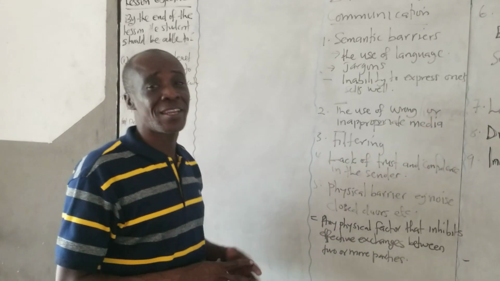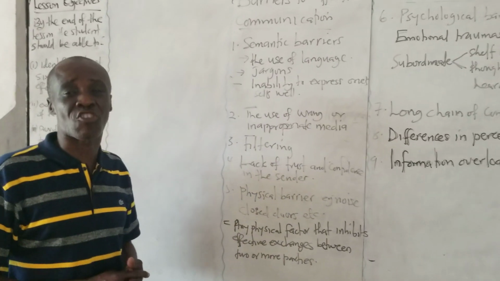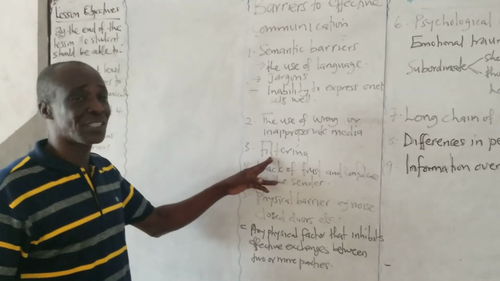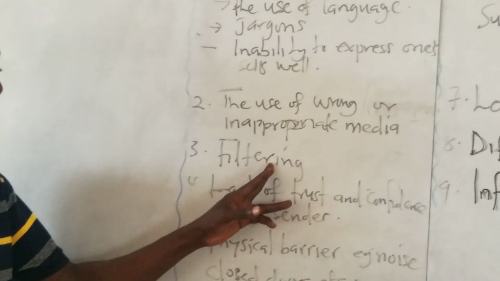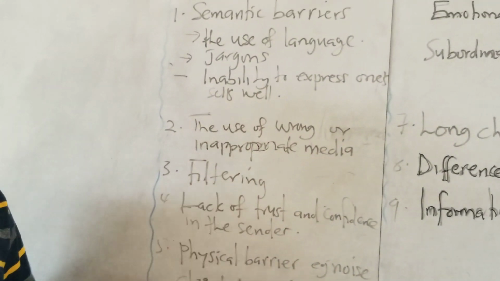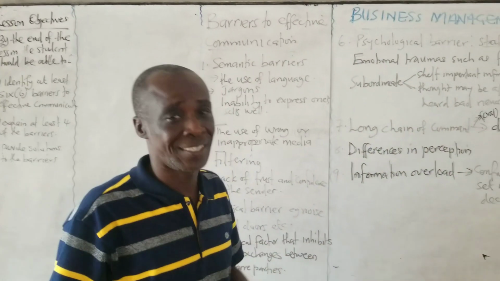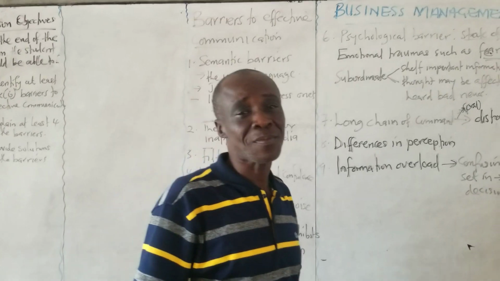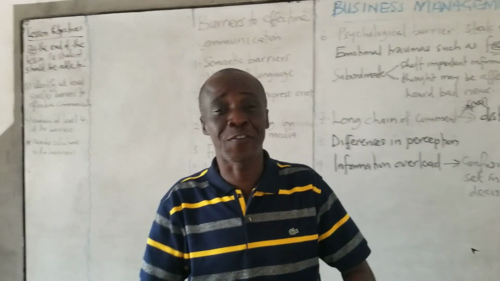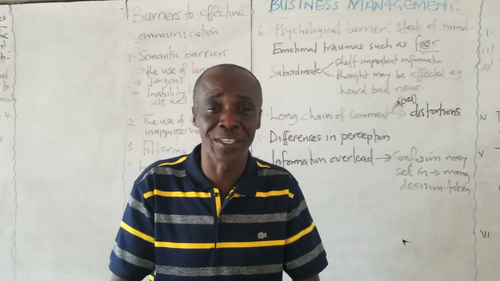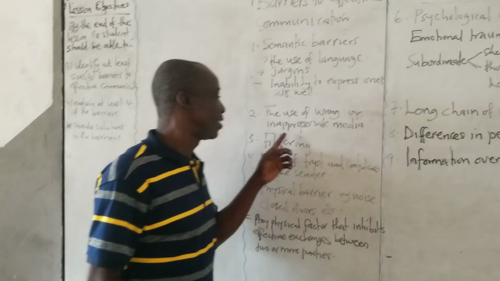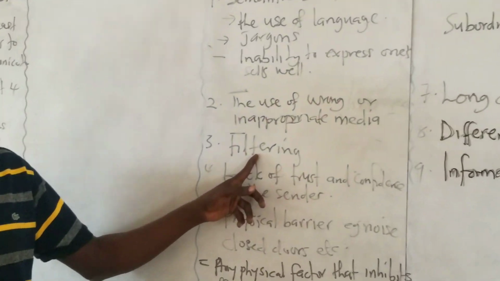The third one is what we call filtering. And this is very simple. If you take the ing, it becomes filter. And when you say water has been filtered, what does that mean? If you are filtering water, what does that mean? If you understand that concept, then this becomes very simple.